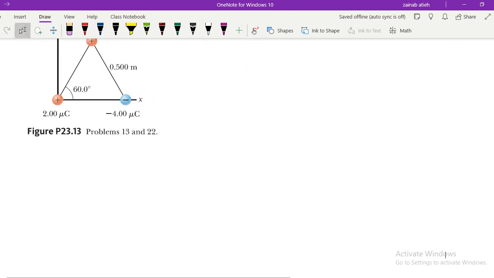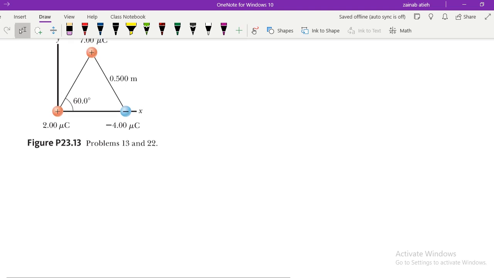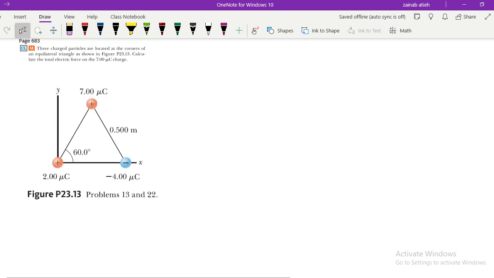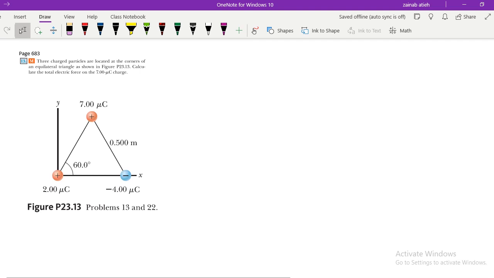I will move to problem 13, page 683. This problem says: 3 charged particles are located at the corners of an equilateral triangle as shown in figure 23.13. Calculate the total electric force on the 7 microcoulomb charge.